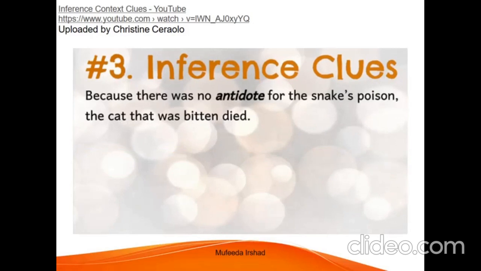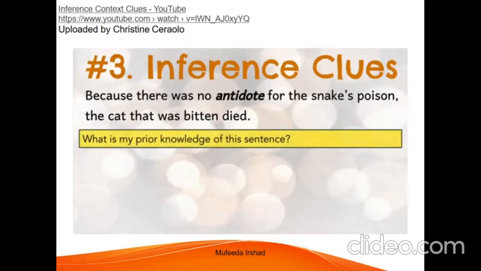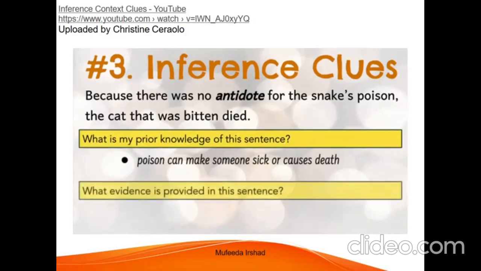Number 3. Because there was no antidote for the snake's poison, the cat that was bitten died. What is my prior knowledge of this sentence? Well, I know poison can make someone sick or even cause death. What evidence is provided in the sentence?